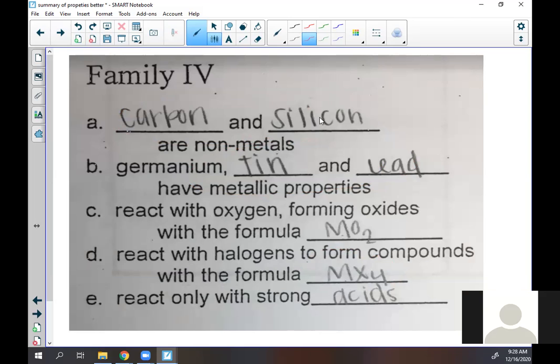Family 4, carbon and silicon are nonmetals. Germanium, tin, and lead have metallic properties. They make MO2s like CO2. They react with halogens to make MX4, and they react with strong acids.